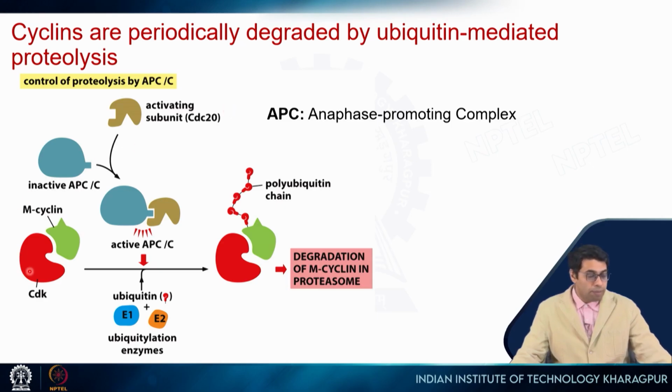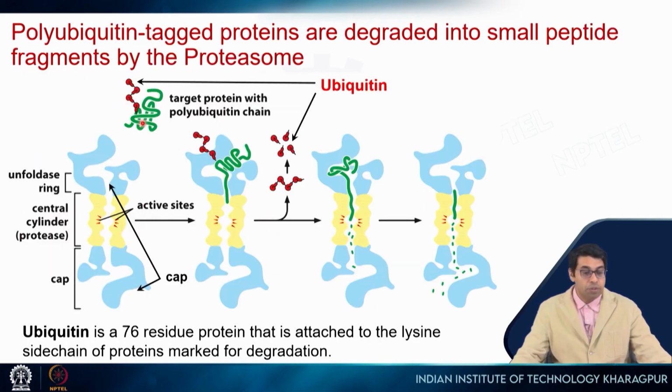So, there are active components inside the cell which degrade proteins, right. So, take for example this cyclin, M cyclin. Once its job is done, it will get tagged by a certain molecule called ubiquitin. So, ubiquitin gets tagged onto this, and once that happens, then the protein degradation machinery, which is called a proteasome, will know that this protein is marked for degradation. So, it will catch that protein and it will degrade it. So, that is shown here.